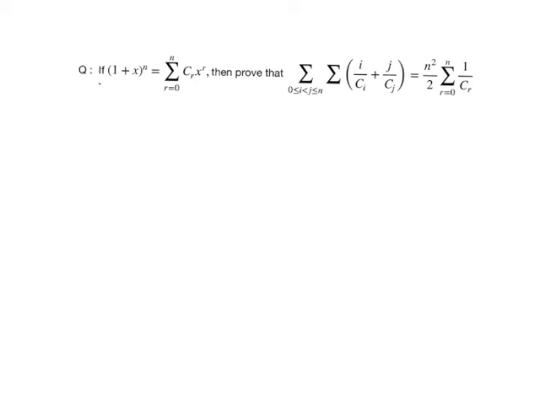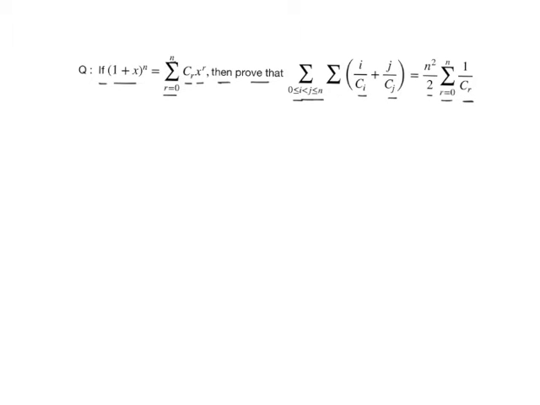Next problem is: if (1 + x)^n = sigma r = 0 to n nCr x^r, then prove that sigma sigma 0 ≤ i < j ≤ n, (i/nCi + j/nCj) = n²/2 sigma r = 0 to n 1/nCr.